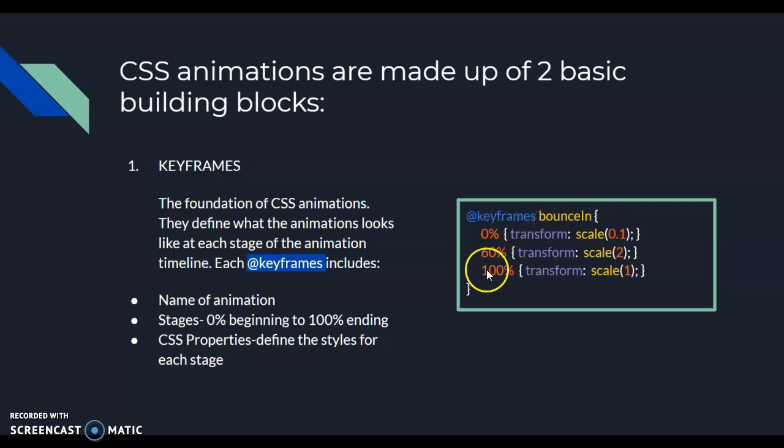This has 3 stages. At 0%, which is the starting point, using the transform property, the element is scaled down to 10% of its default size. At the second stage, which is 60%, the element doubles its default size. And at the final stage, 100%, it scales down and returns to its default size.